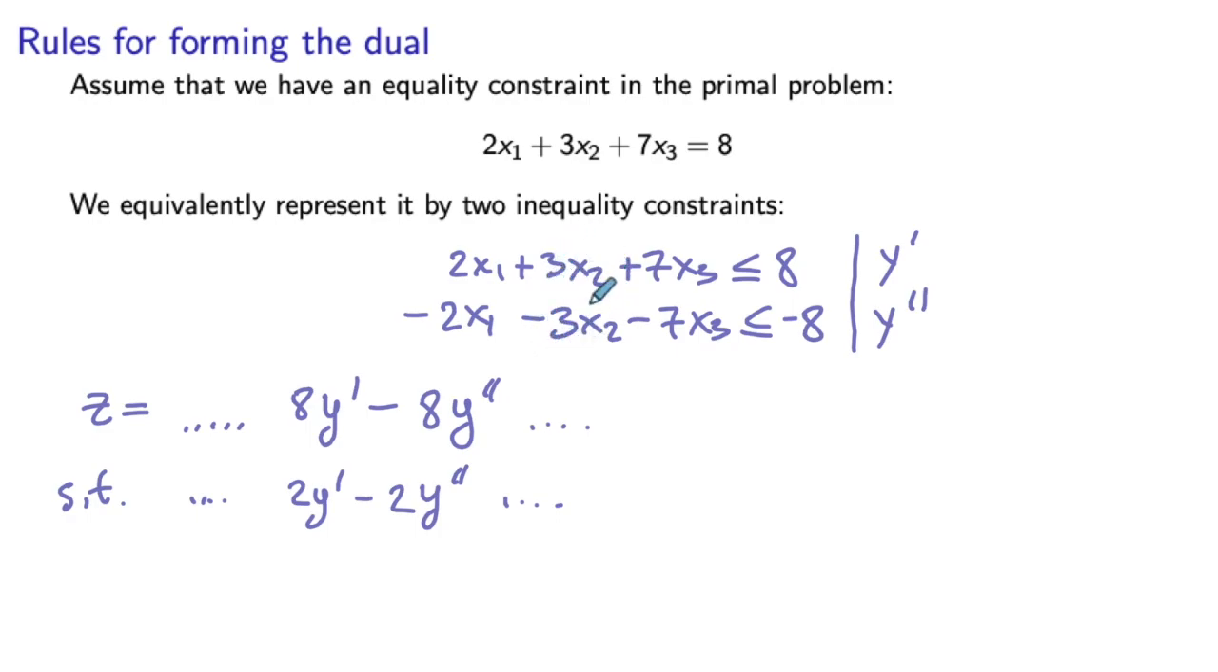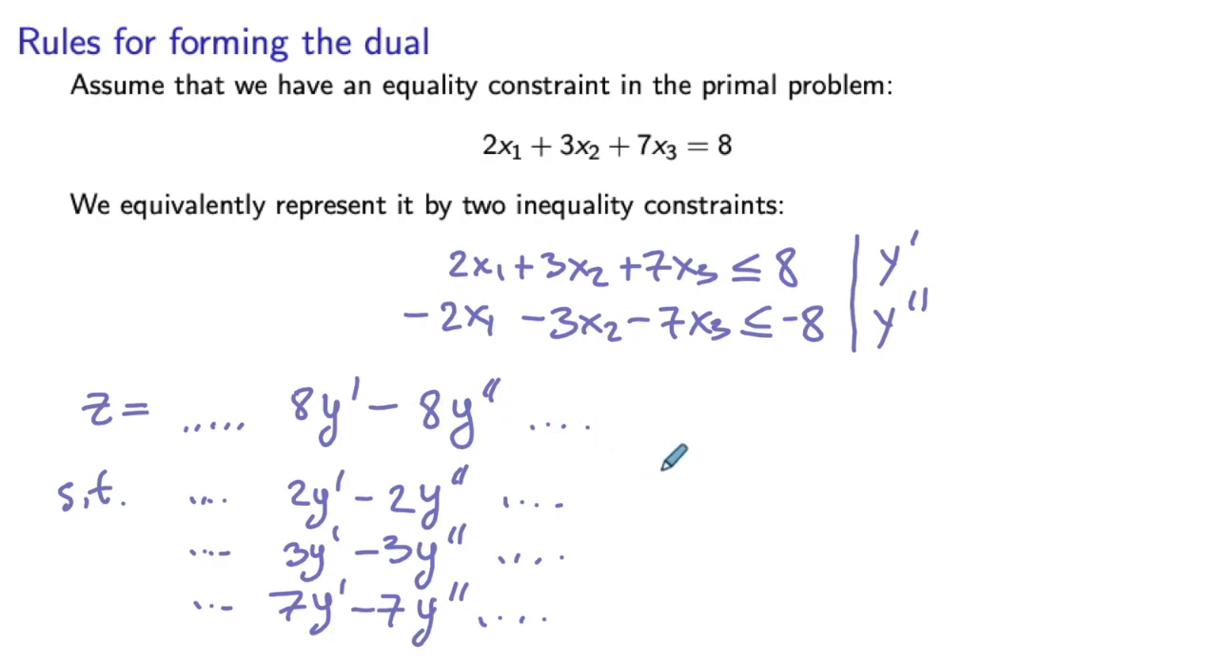Then the second constraint of our dual will correspond to the variable x2, and the part corresponding to our equality constraint from the primal will be 3 times y prime minus 3 times y2 prime. And for the third constraint, we'll have 7 times y prime minus 7 times y2 prime. So we can see that in every constraint and in the objective, y prime and y2 prime appear with the same coefficient, but with opposite signs.